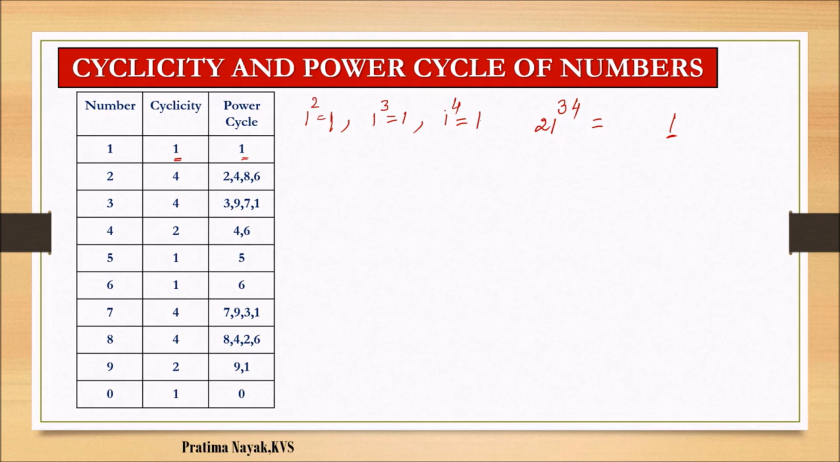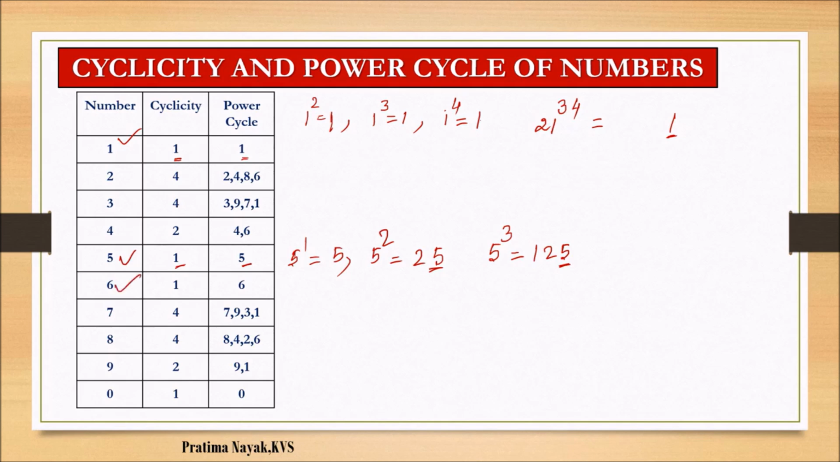Similarly, coming to 5. 1 we got, then 5 also has cyclicity 1. I'm going from simple to complex. 5 has cyclicity 1 and its power cycle is 5. 5 raised to the power 1 is 5. 5 power 2 is 25, so the end is 5 again. 5 to the power 3 is 125, so the end is again 5. So the power cycle is 5 and the cyclicity is 1. Only one value is repeated.